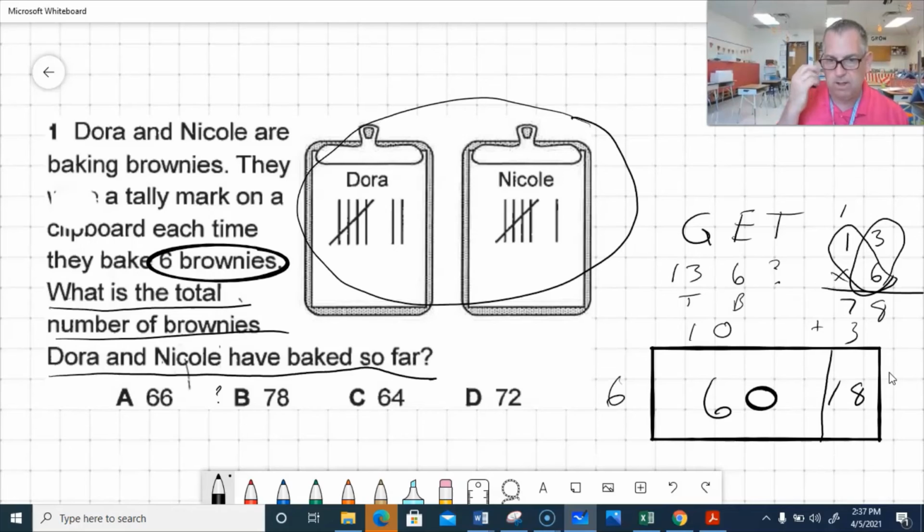And then to figure out what that is together, I would just add 60 plus 18. That ends up being 78 too. So I showed you 2 different ways to solve the same problem. And 78 is the correct answer. They baked 78 brownies so far.